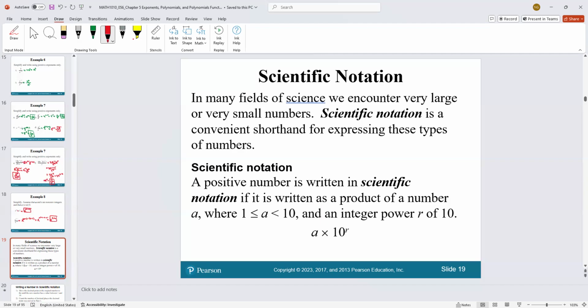So a positive number is written in scientific notation if it is written as a product of a number A, where A can be one up to 9 point something, but never 10. So you can do 1 point something or 9 point something, but never 2 digits. And an integer R, that is the exponent. So usually, A is a decimal number times 10 power R.